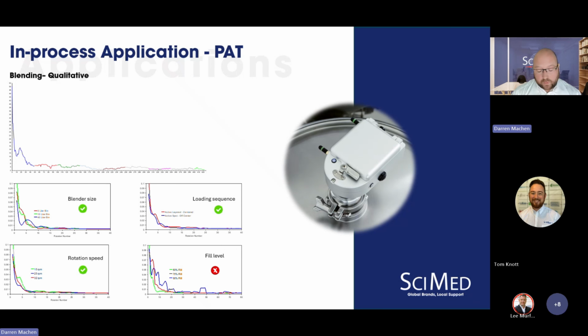And then you can use NIR to look at different studies. So for example, if you are looking at increasing your blender, you want to go and buy a new one that's much bigger for some of the premixes, you can see how that affects the blending. If you load in a particular sequence, you can see how that affects the blending. Rotation speed, you want to do more blends a day, does that actually affect the endpoint? And fill level as well. You buy a bin and it may be a cubic meter. The supplier suggests that you fill it up to X%. Can we push that envelope a little bit, and how does it affect quality as well?